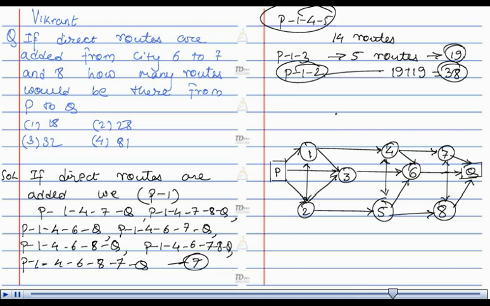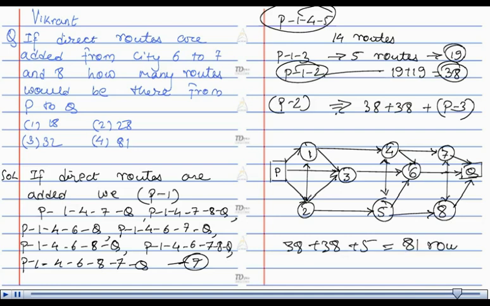Similarly, from 38 routes, if he takes the path P2 and proceeds further, there will be 38 more routes that are possible. So it will be 38 plus 38 and more routes on the path P3. So it will be 38 plus 38 plus 5, which will give you a total of 81 routes. So the answer is fourth.